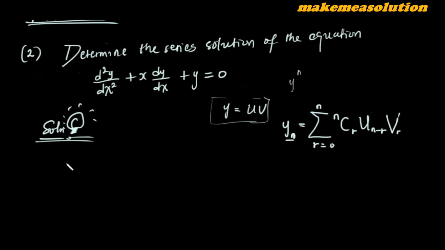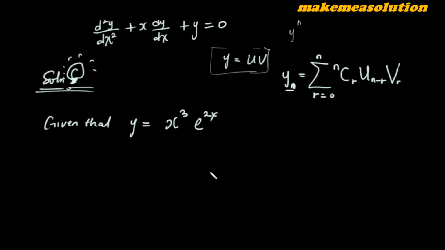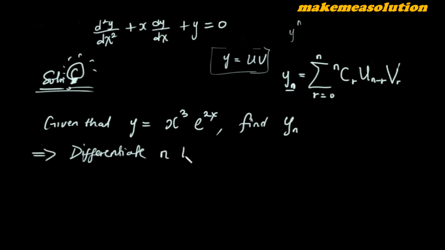Assuming I give you a problem that, given that y is equal to x cubed times exponential 2x, I ask you to differentiate this n times, or find y_n. That means you want to find the nth derivative of this particular function. The hint is to differentiate n times using the Leibniz-Maclaurin formula. So this is how we are going to go about it.